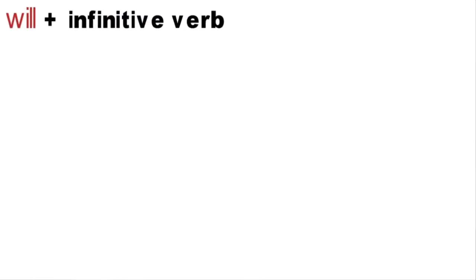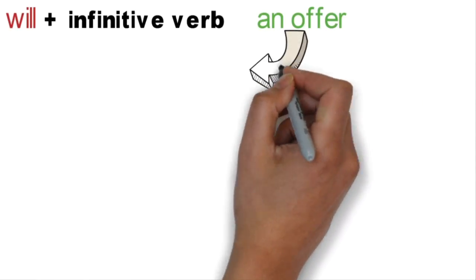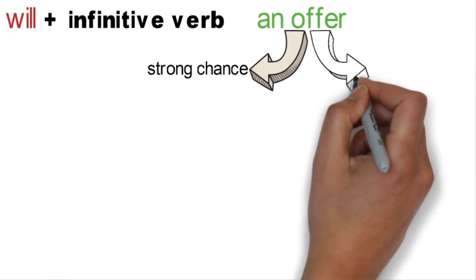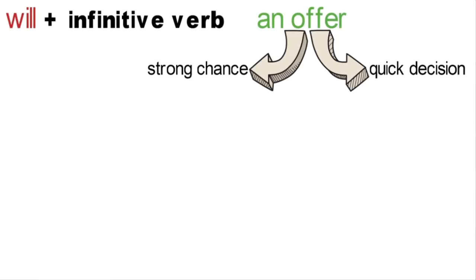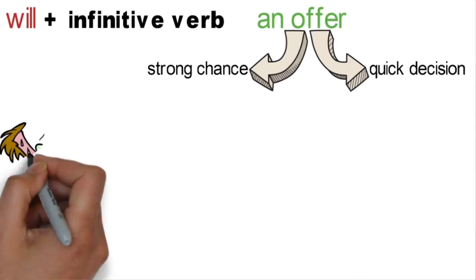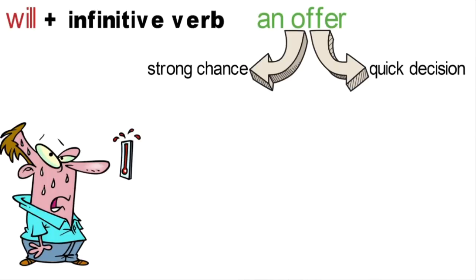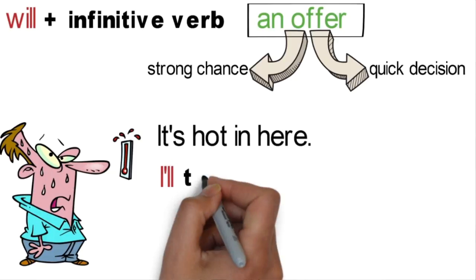We use will and an infinitive verb when making an offer. This is because there is a strong chance that something might happen or that you need to make a quick decision. The following sentence is an example of using will when making an offer. It's hot in here. I'll turn on the AC.